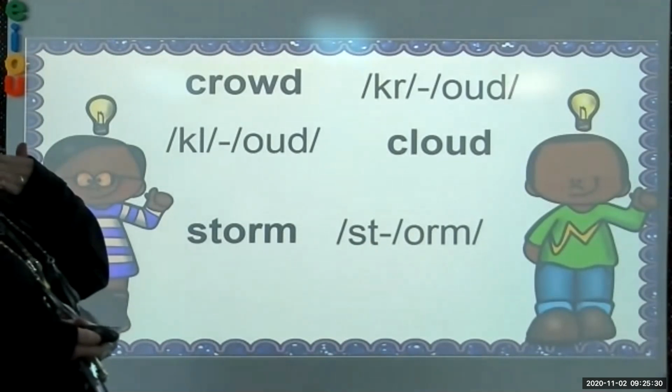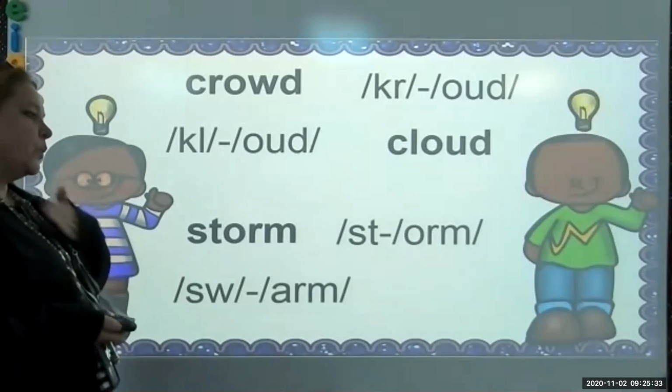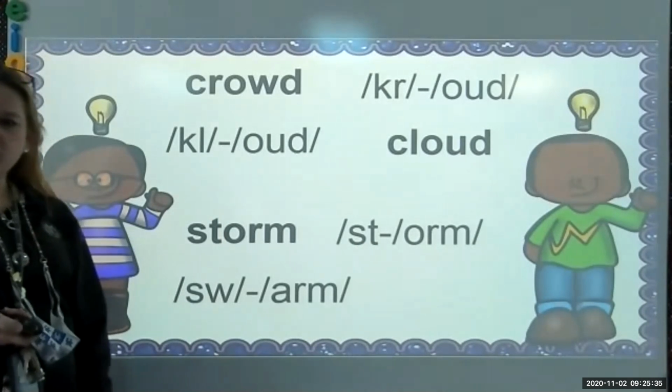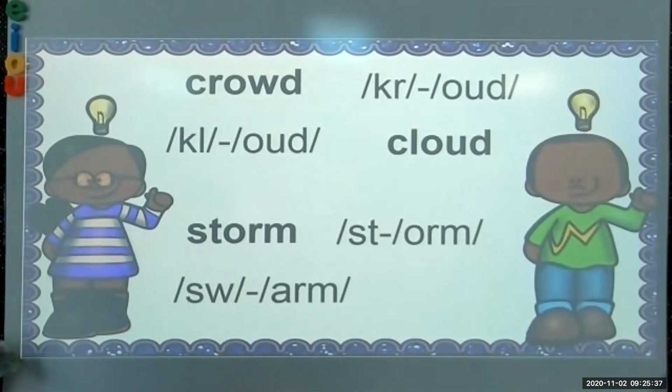W, swarm, swarm. All right, so the new word on the curve is swarm, like a swarm of bees.